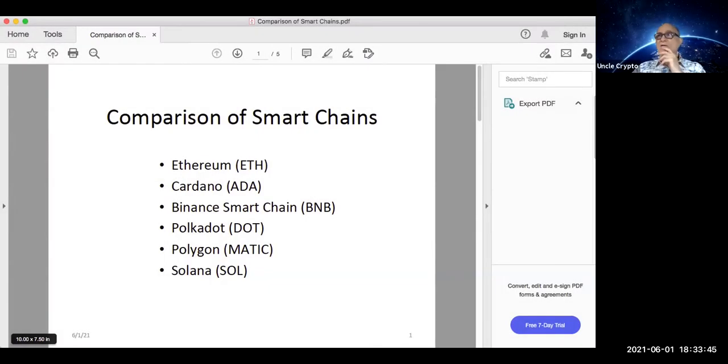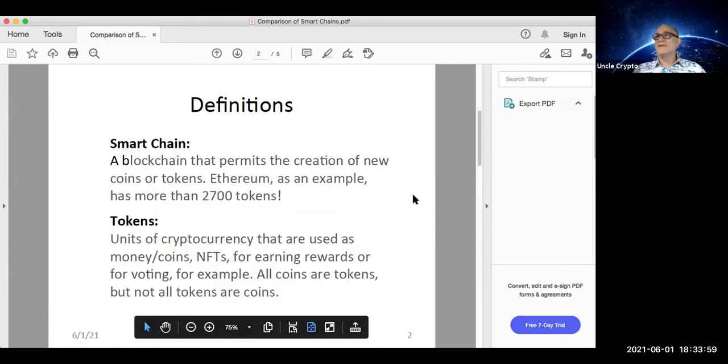Okay, so we can go over this here. The plan is to do a comparison of smart chains, and I have 6 of them that I want to compare. The first thing I think we ought to do is the usual, which is to say, define terms.